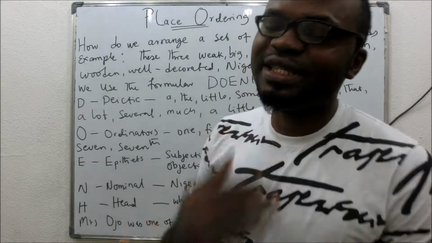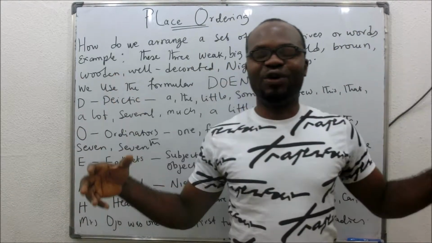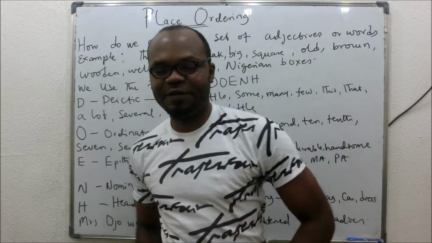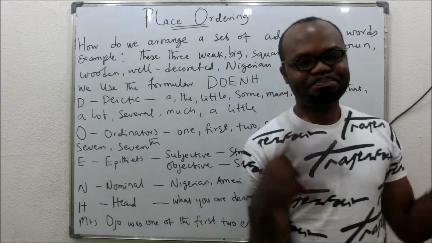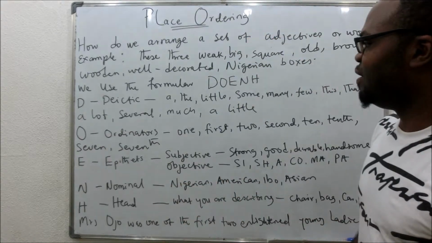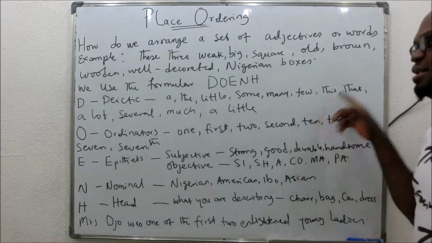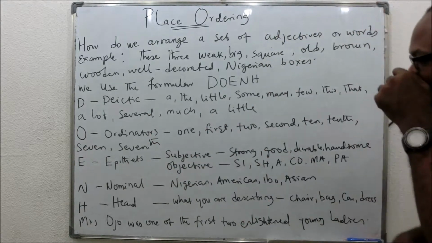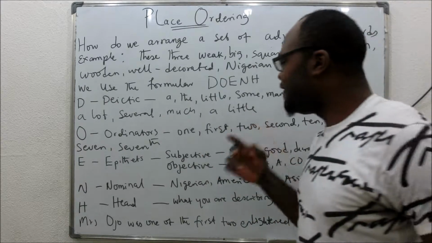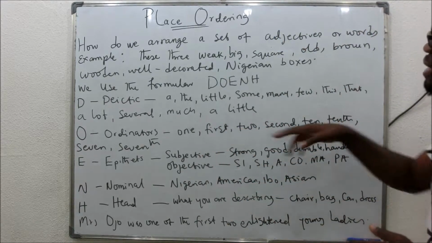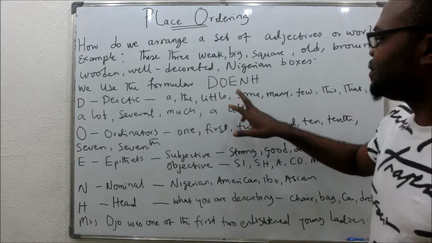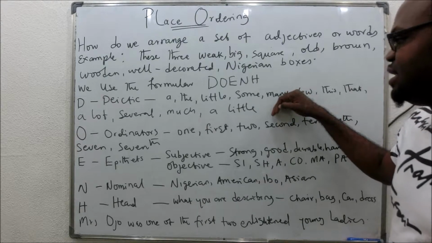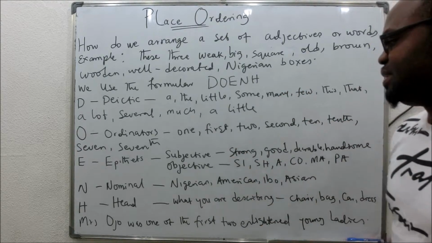So you should always know how to put together your adjectives whenever you see them. You should know the ones to come first, the ones to come second, third, and last. So make sure that you're picking these: that, a little, much, several first, after which you pick the ordinators: one, first, two, second. Talking about the numbers, you understand? This one is talking about like the starting word. After which you now pick the epithets.